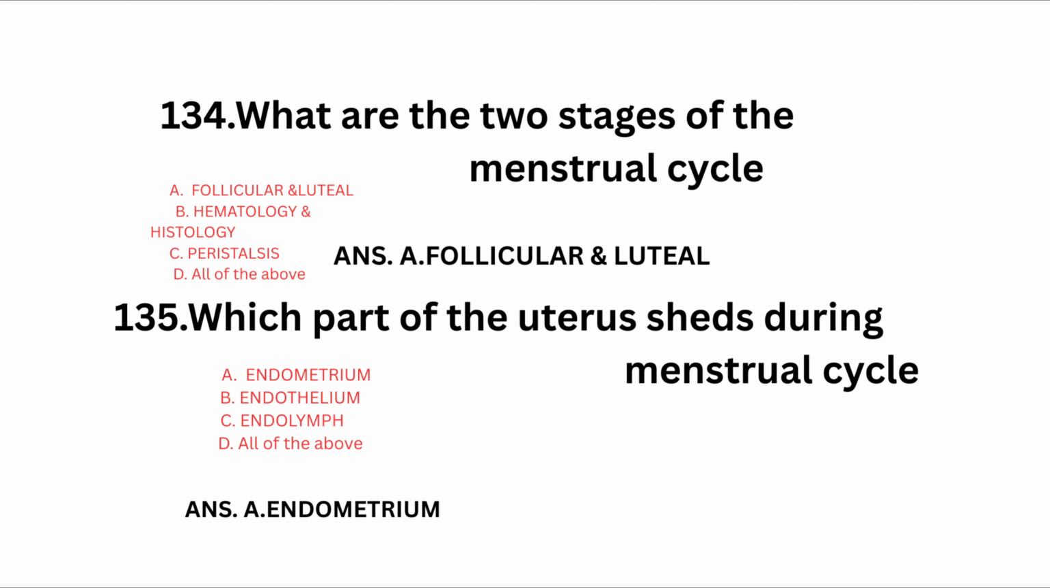134, what are the two stages of menstrual cycle? A, follicular and luteal. B, hematology and histology. C, peristalsis. D, all of the above. Answer A, follicular and luteal.